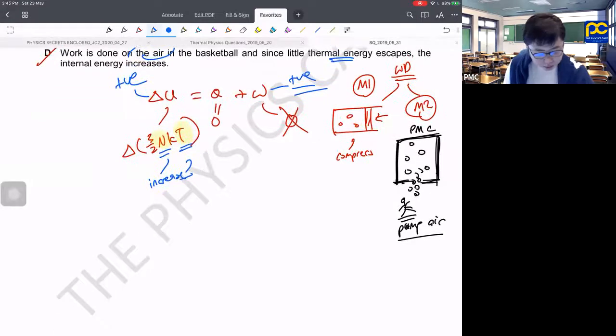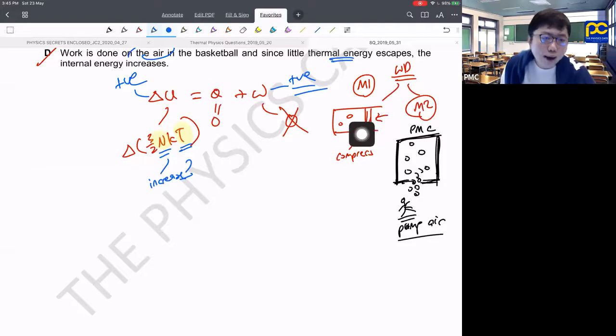Every time you do work on someone, either you compress the gas or you pump air into the classroom. Either way, method 1 and method 2, you can confirm the molecules inside the classroom move faster, definitely. I'll give an example. You compress the piston. This was the A-level H1 question.